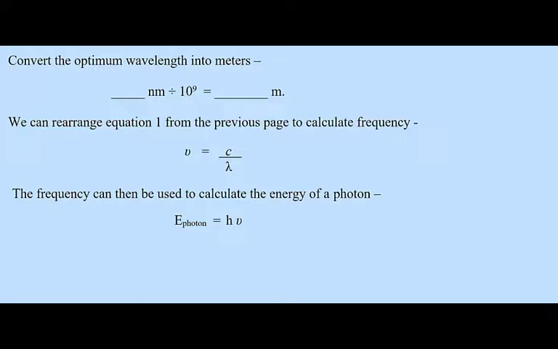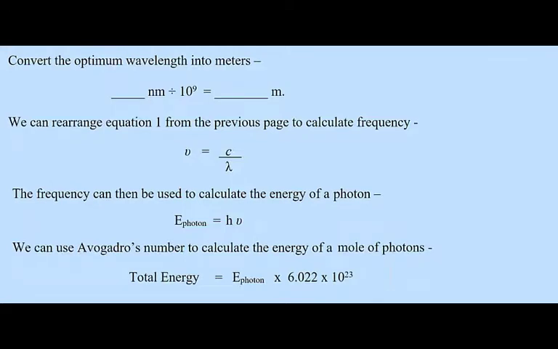You can then work out the energy of a photon by using that frequency value you've calculated and multiplying it by Planck's constant. Finally, use your value for the energy of a photon and multiply it by Avogadro's number, 6.022 times 10 to the power of 23, to work out the energy for a mole of photons for that particular metal ion.